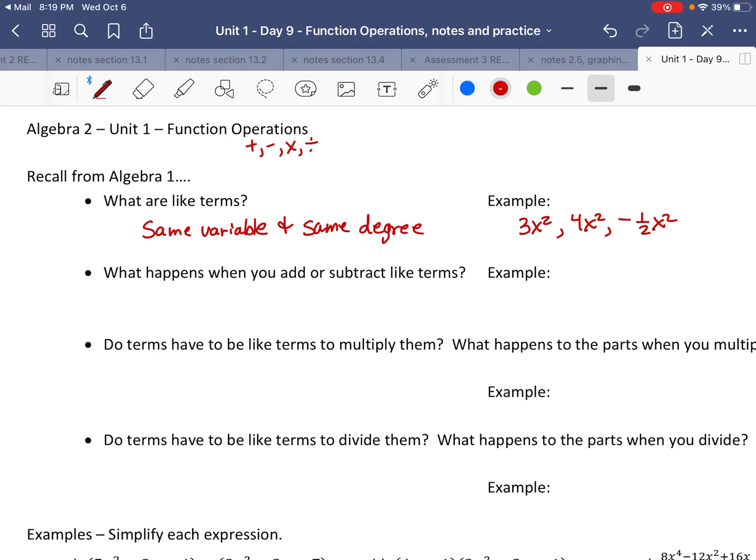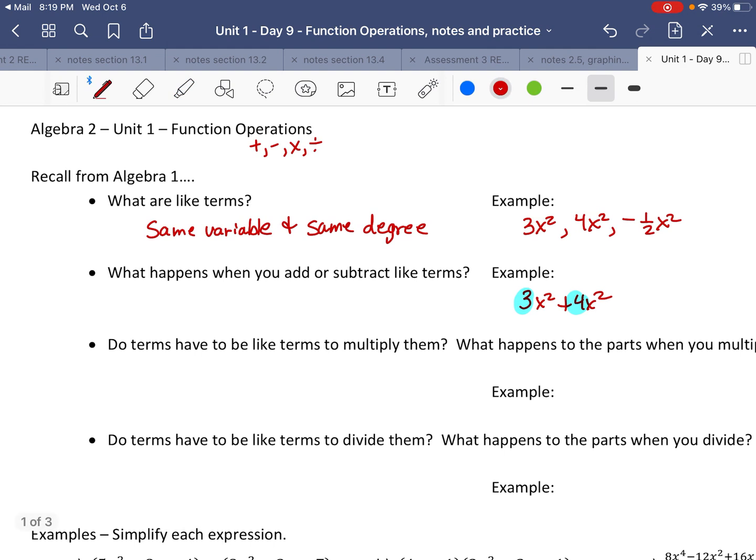So what happens when you add or subtract like terms? When you add or subtract like terms, you get the sum of those things. If I had 3x squared plus 4x squared, all I really do is take the coefficients and do the operation. I add them, but the variable stays the same. So 3x squared plus 4x squared would be 7x squared. The x squared doesn't change. You guys know this already, like if I had 11x minus 15x, I would get negative 2x. So you combine like terms basically.